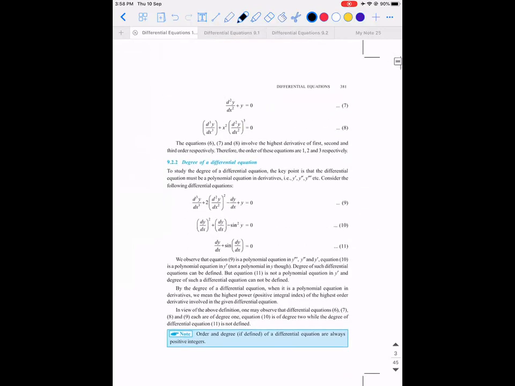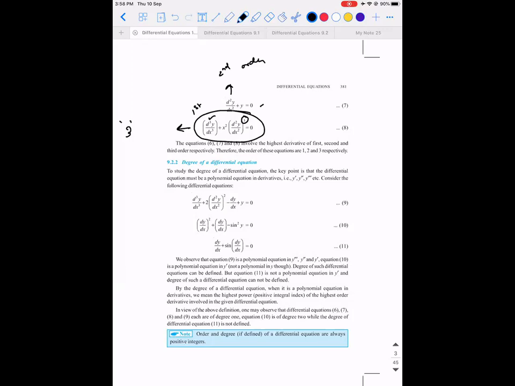Okay, so let's take an example. This one is of second order. What about this one? Third order, sir. So the answer is 3. Is the 3 because of this or this? Because of d cube y. First one, d cube. It is because of dy by dx.